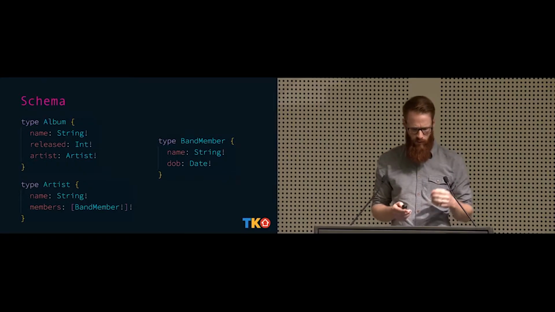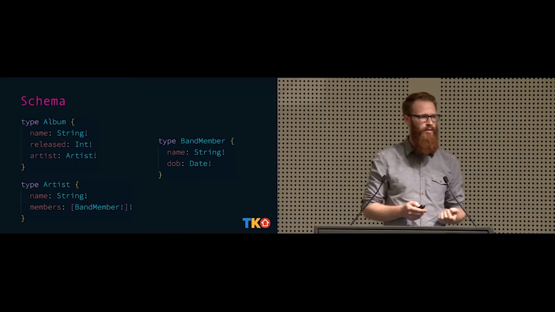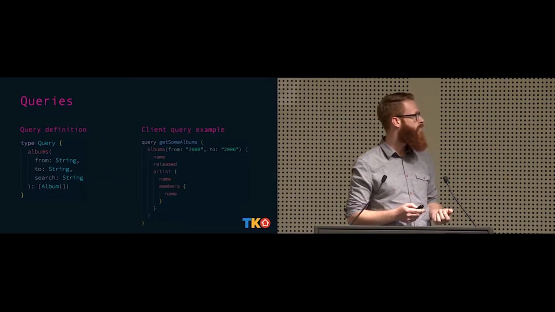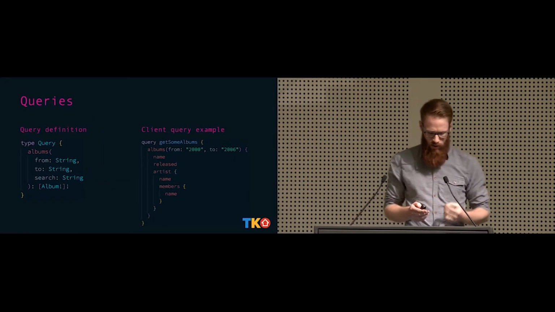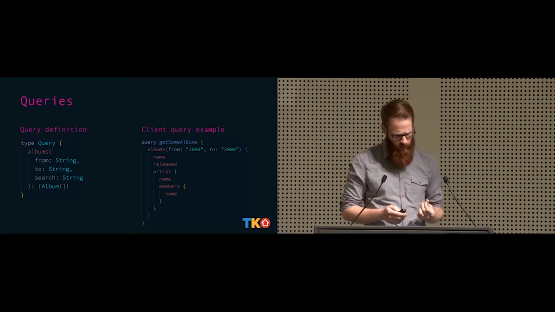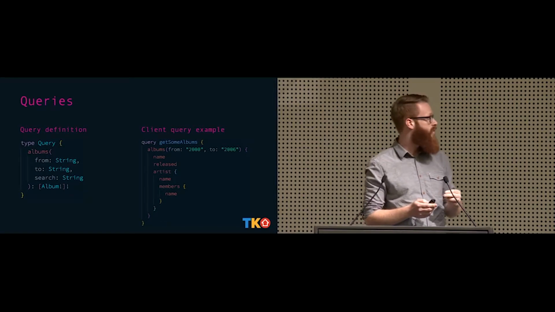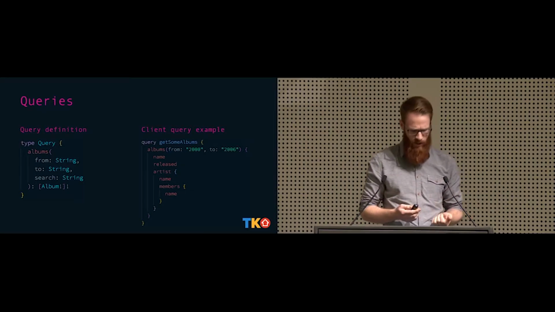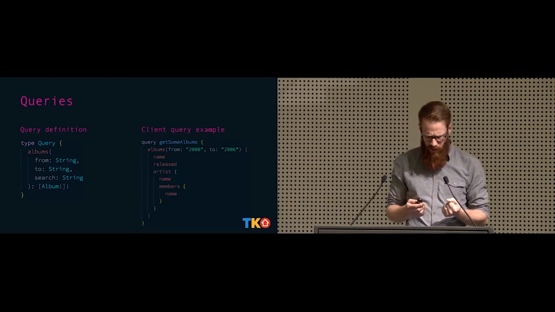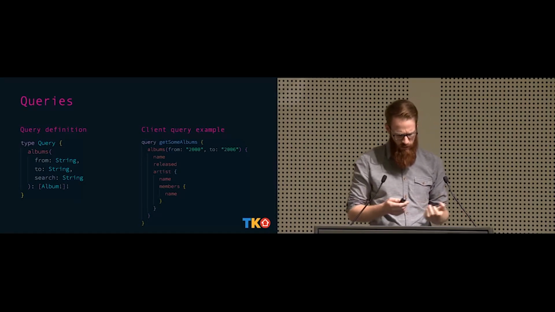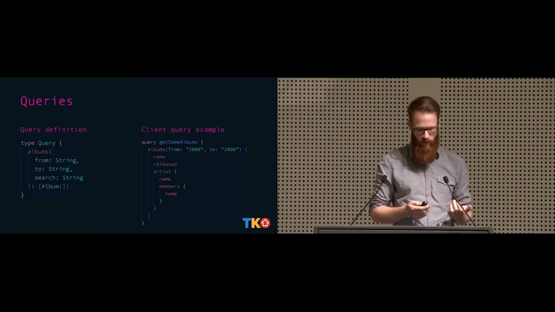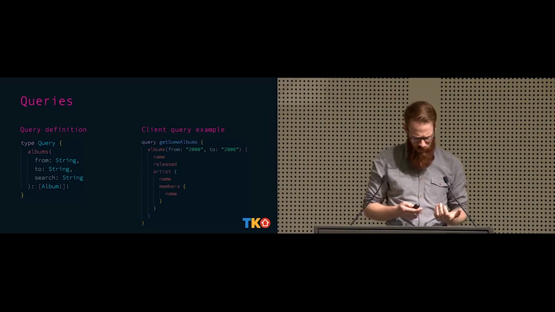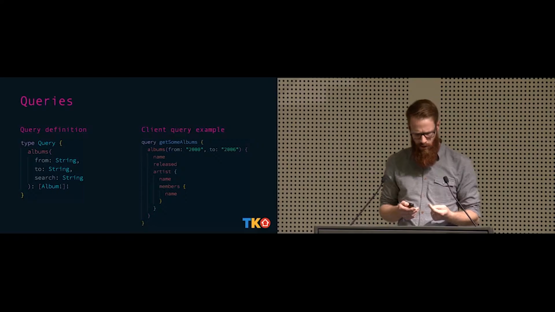So now we have a way to explain our model in GraphQL. Let's look at how we can query it. So queries are the access point to our data. And there's two parts to queries. On the left-hand side, we have a query definition. So that makes up part of our schema. It's the definitions in our API that describes the possible queries that a client can make to a GraphQL server. So it's essentially our public interface to our GraphQL server.